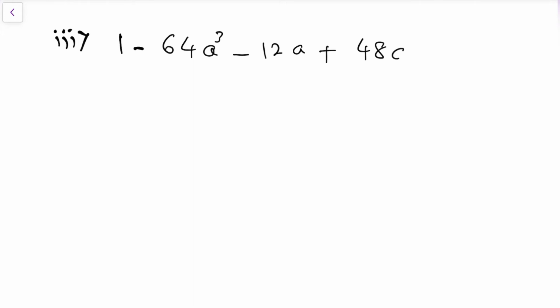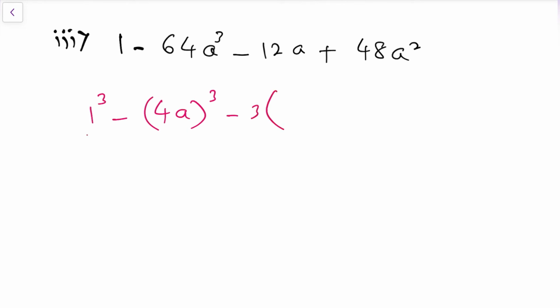Next, third question. 1 minus 64a cube minus 12a plus 48a square. So if we observe this clearly, 1 can be written as 1 cube, and 64a cube can be written as 4a whole cube. So this is a cube minus b cube. So a cube minus b cube means minus 3a square b should be there.